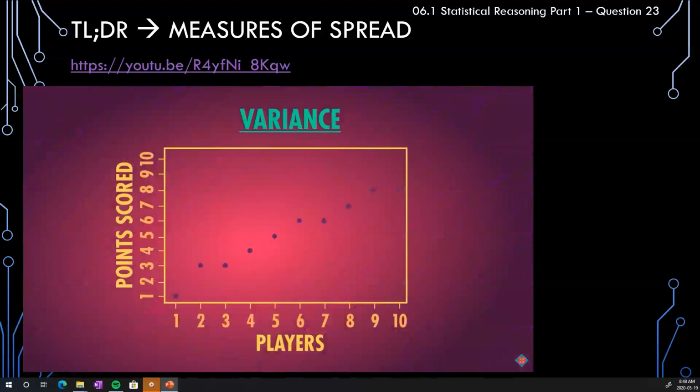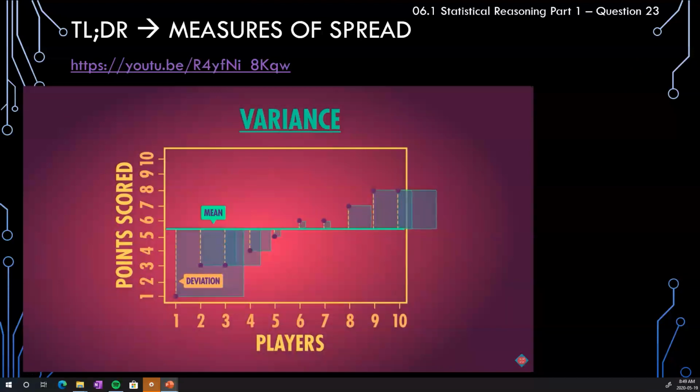Let's take a scatter plot of all our data points and draw a straight line across the graph at the mean. Then draw lines from each point straight down to the mean line. Those lines represent the deviation, or difference, from each point to the mean. Now imagine a square with sides the length of the deviation line. The area of all the squares for every point divided by the number of data points is the variance.